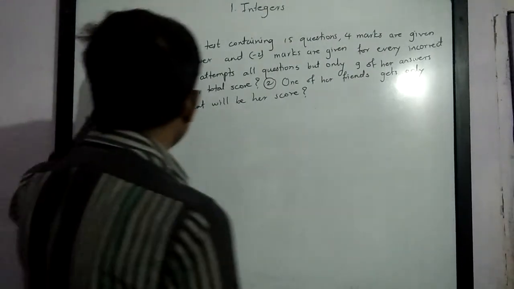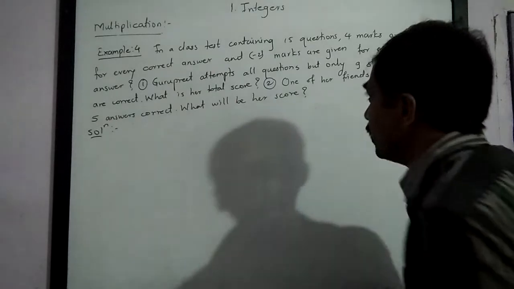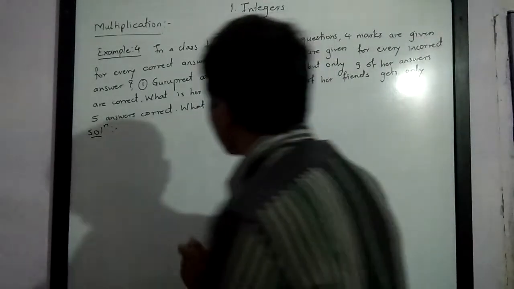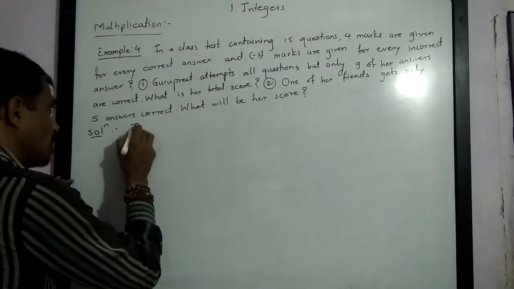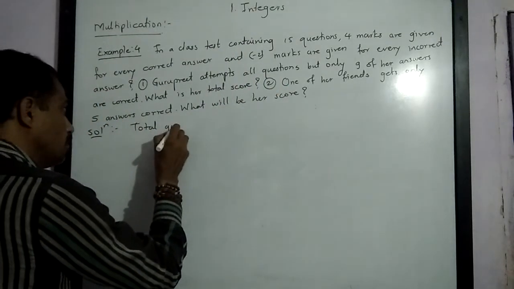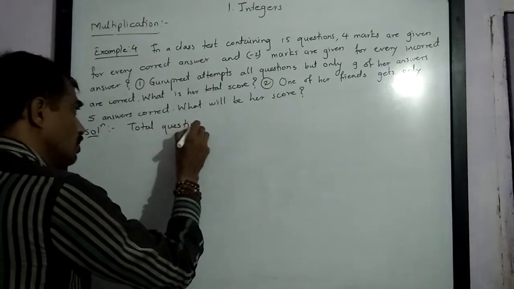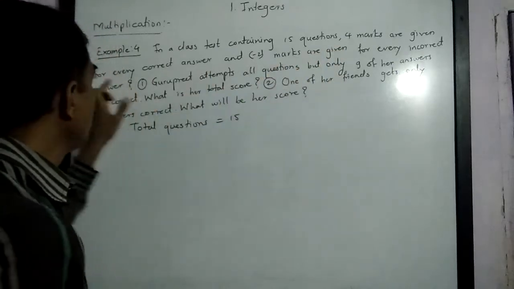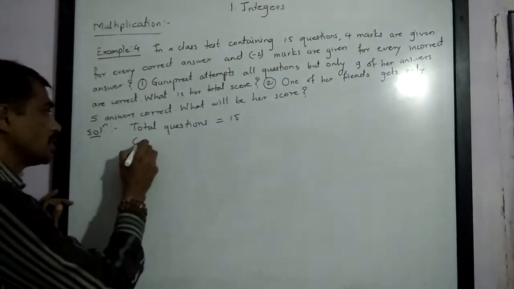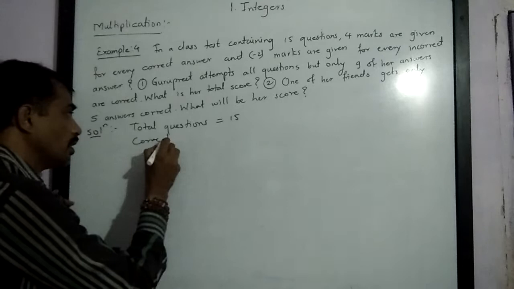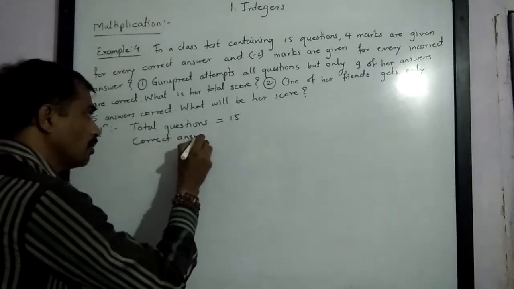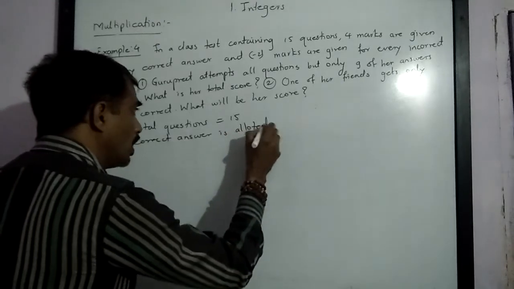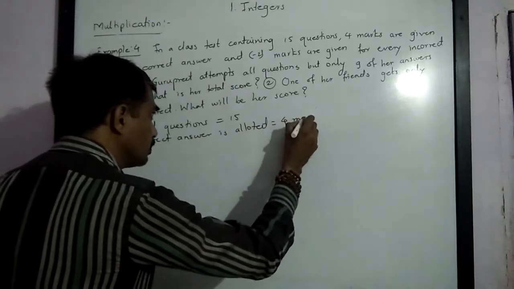Fourth question is, this is also a solved example. Let us try to understand. In a class test containing 50 questions. So the class test contains 50 questions. So total number of questions are 15. Total questions 15. Now 4 marks are given for every correct answer. So a correct answer is allotted 4 marks.